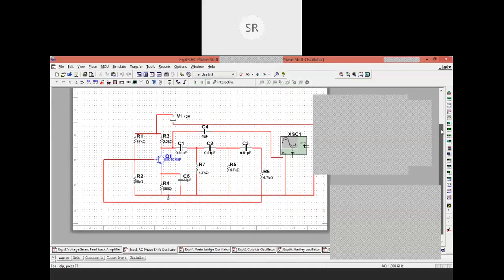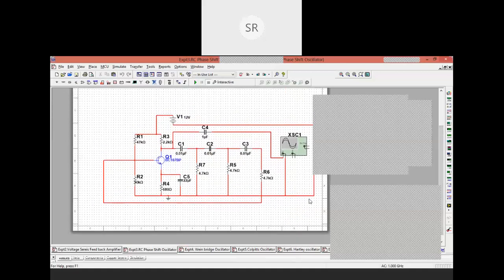The second experiment is the RC phase shift oscillator. This one is the transistor RC phase shift oscillator. Here you have three pairs of RC network. The value of R equal to 4.7 kilo ohms. The value of C is equal to 0.01 microfarad. Here I am going to simulate this experiment.